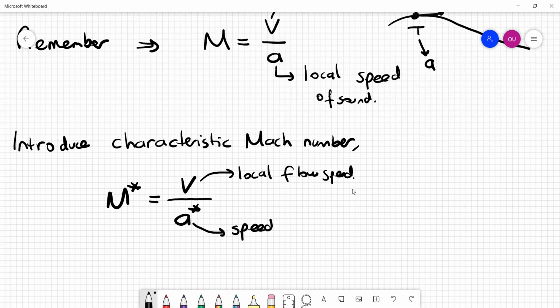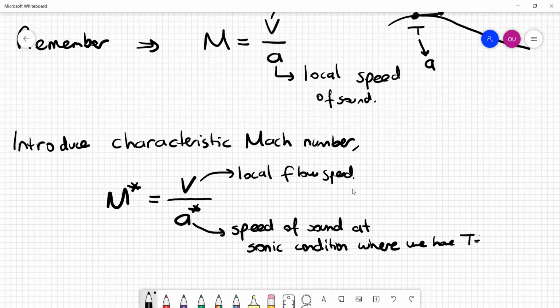This is the speed of sound at sonic condition, where the temperature is equal to T star. M star is known as the characteristic Mach number, and it's very useful in supersonic flow analysis. Why? We will see probably today or tomorrow.